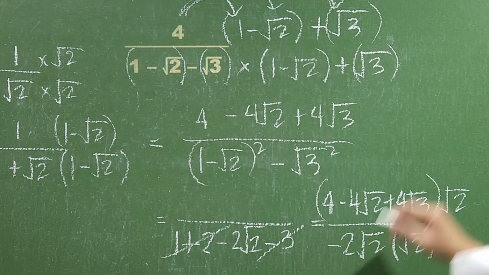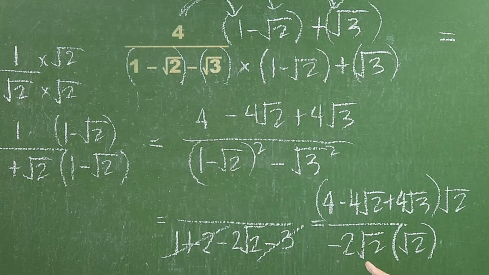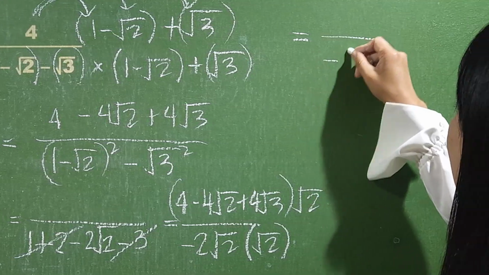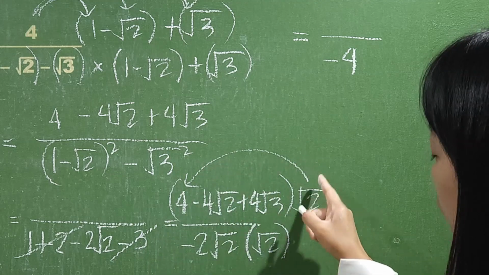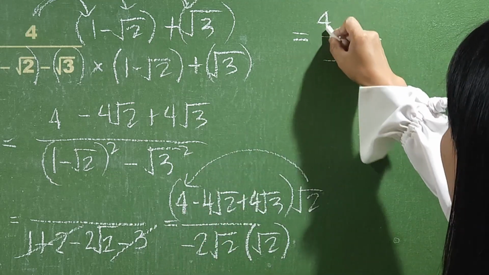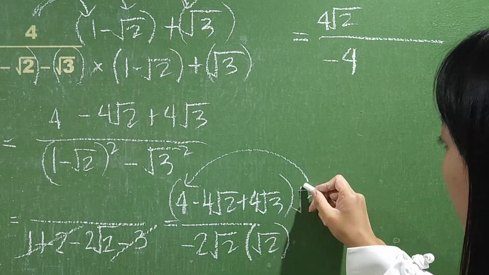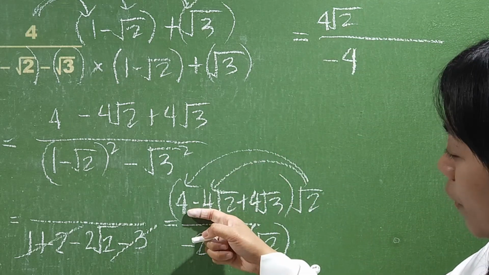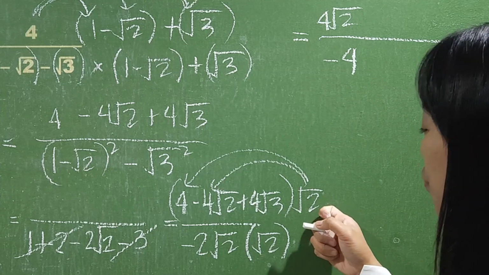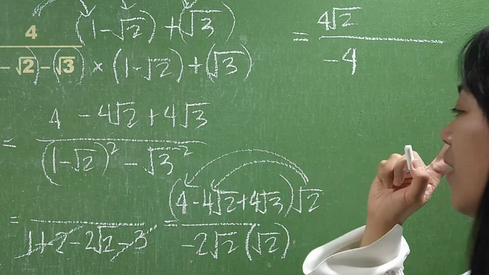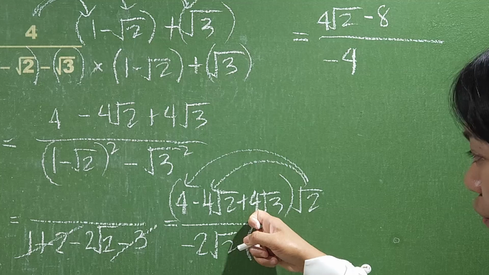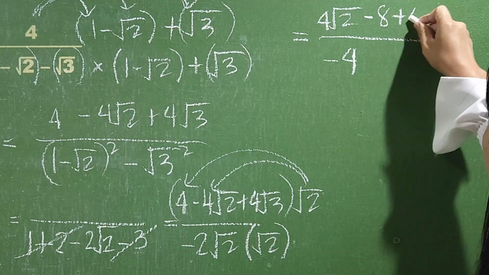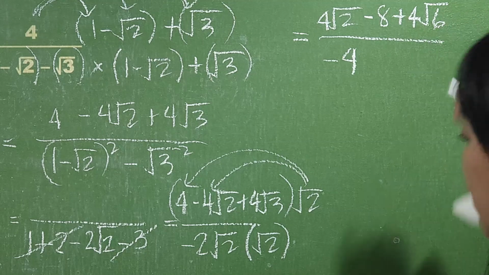So the denominator would be negative 2 square root of 2 times square root of 2. This is 2 times negative 2, so we have negative 4. What about the numerator? Square root of 2 times 4 gives 4 square root of 2. Negative 4 square root of 2 times square root of 2 is negative 4 times 2, which is negative 8. And square root of 2 times 4 square root of 3 is plus 4 square root of 6.